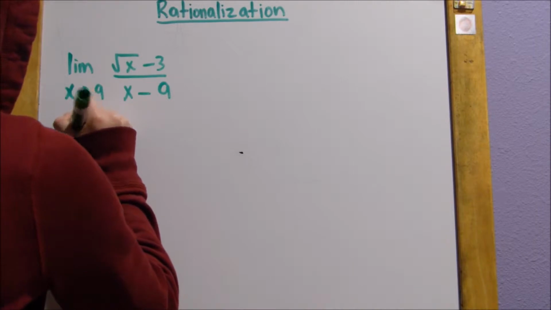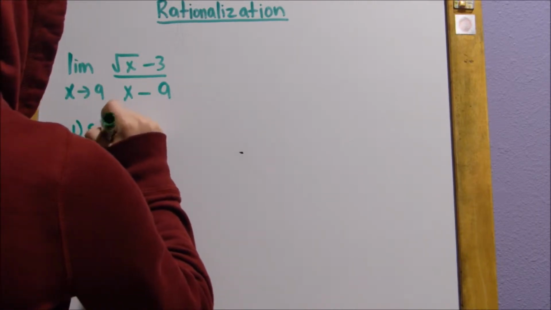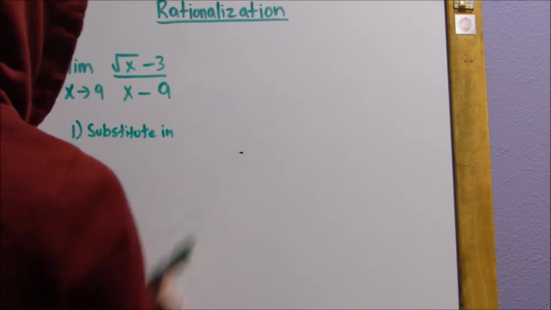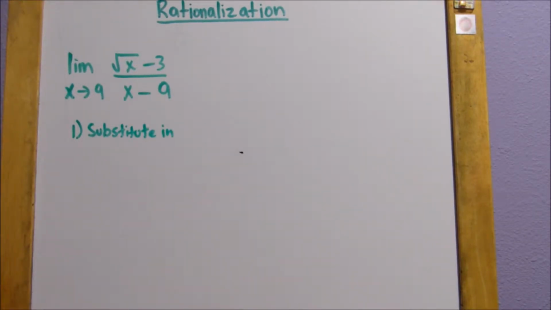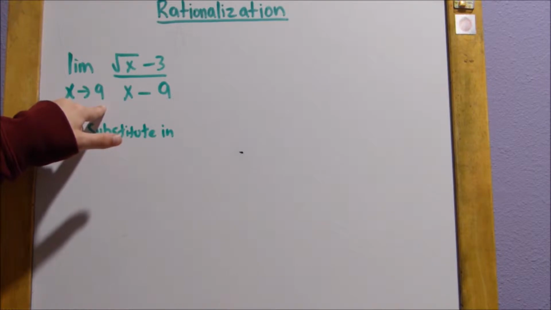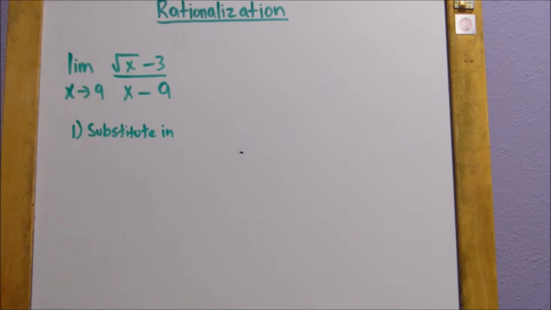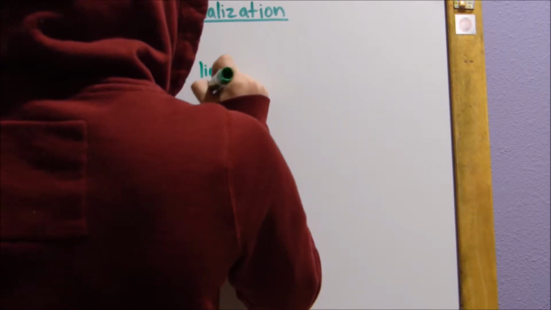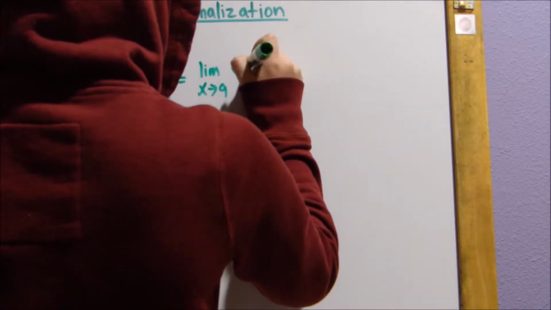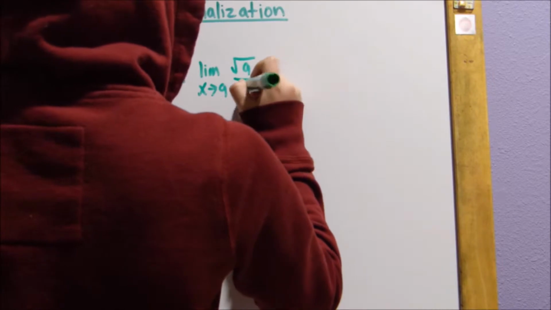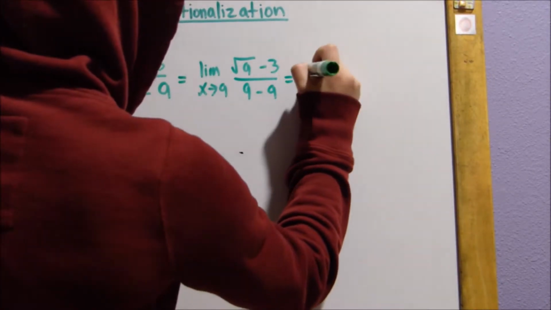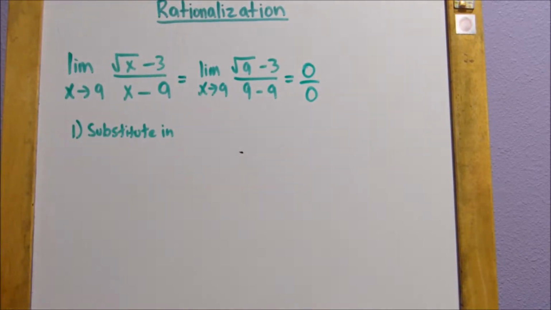So the first thing I try to do is I substitute in. So what that means is I basically just take this number and anytime I see an x, I put it in there. So let's try that out. Limit as x approaches 9, square root of x minus 3 over x minus 9. You see the problem with that is we end up getting 0 over 0.